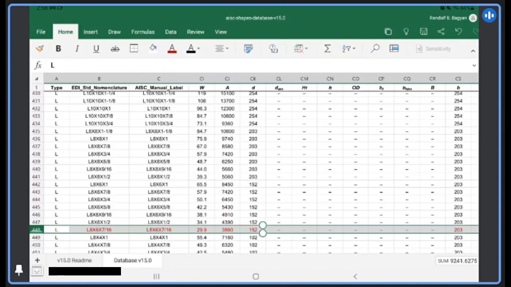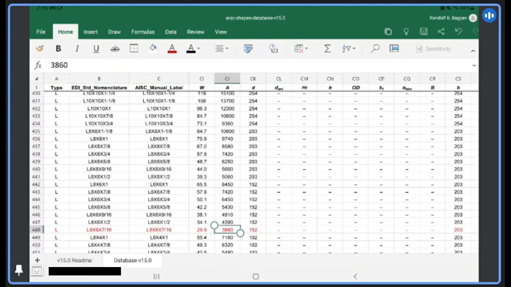Alright. L8 by 6 by 7/16. 7/16 is the thickness of the angle in inches. So the gross area is 3,860. That's the nearest L8 by 6 to our minimum gross area, which is 3,056.